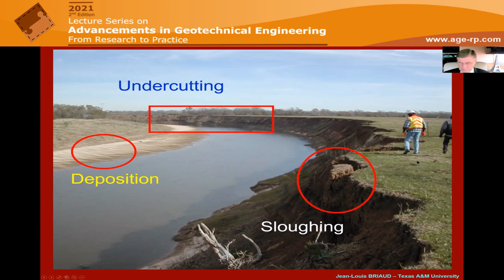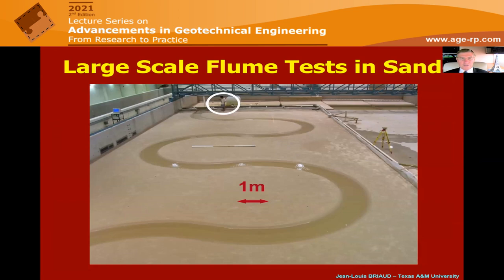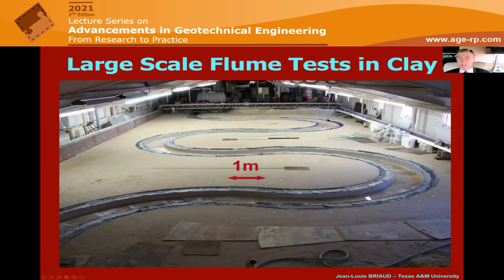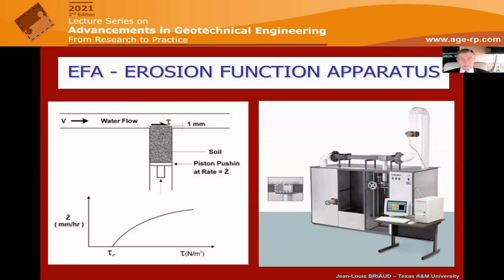So as I showed you, we did these very large experiments, you can see the size in the white circle here of this person. It's very large scale. It would take about 2 months to prepare one experiment. So when it's like this, you don't want to mess it up when you run the experiment. And then we did it also in clay. So this was in sand. So we lined the side of these meanders with clay, and we repeated the experiment. We did some tests in the EFA, we did some numerical simulations.